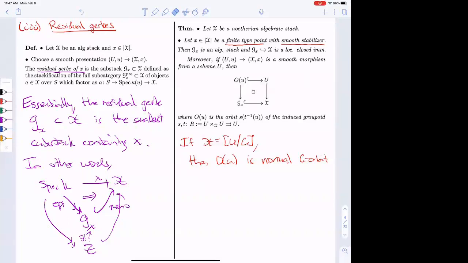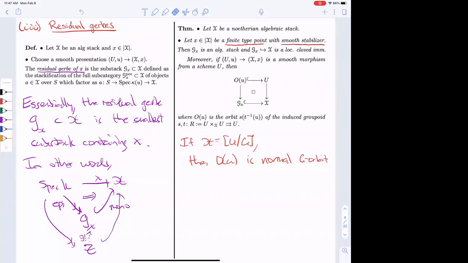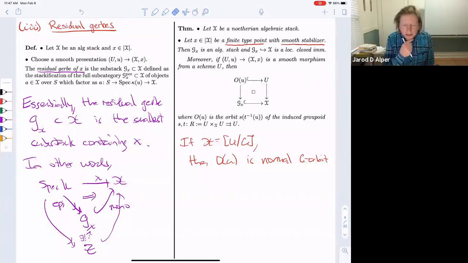Yes, I have another question. Sure. Did we prove that GX is isomorphic to BGX last time? Oh yeah, last time in the proof we made a further simplification that our stack was defined over a field, and our point was also defined over that field.